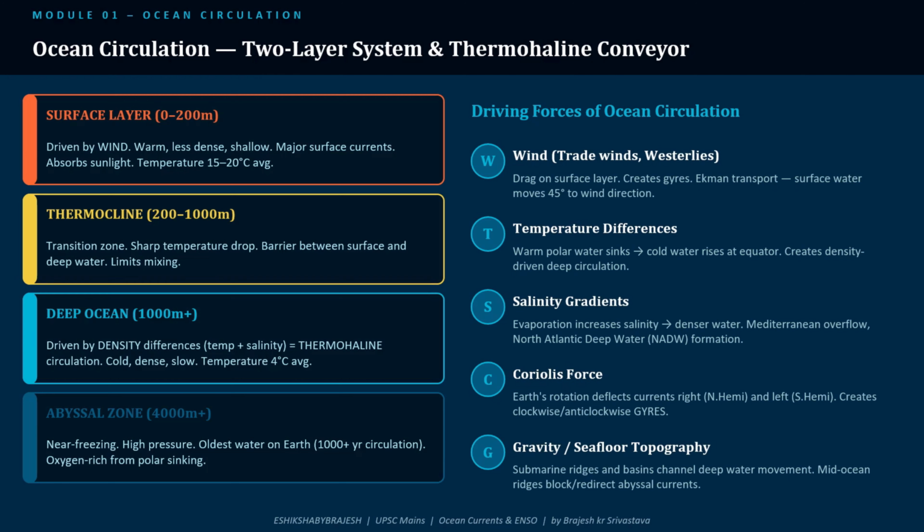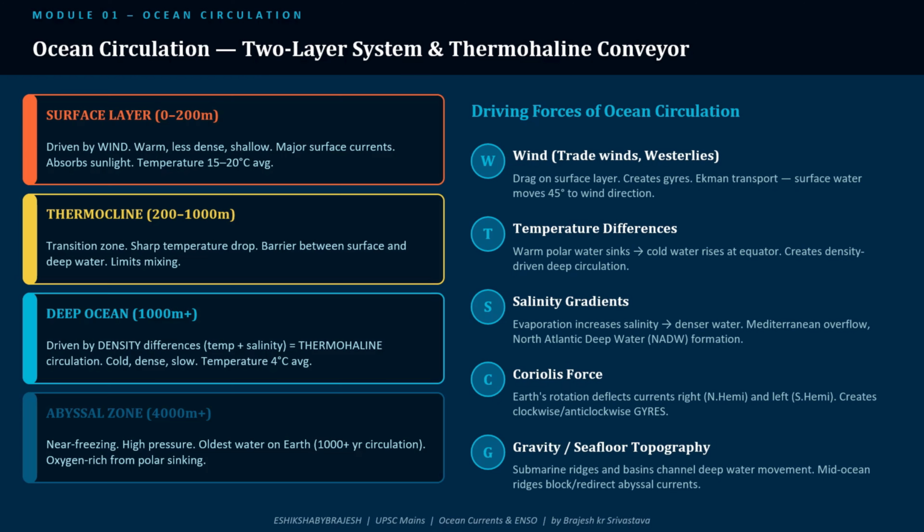Below 1000 meters is the deep ocean, and here the driving force is completely different. Wind cannot reach this deep. Instead, the deep ocean is driven by density differences, specifically by differences in both temperature and salinity. This is why it is called thermohaline circulation. Thermo means temperature, haline means salt. Here is how it works.